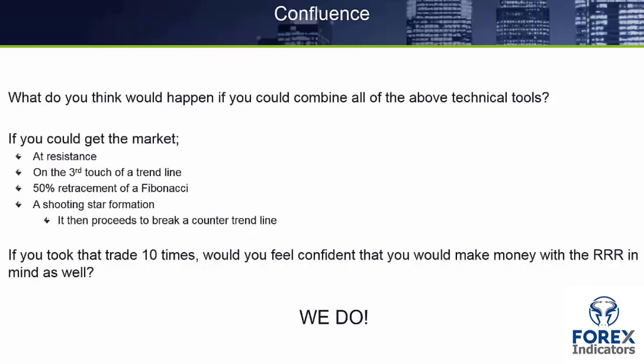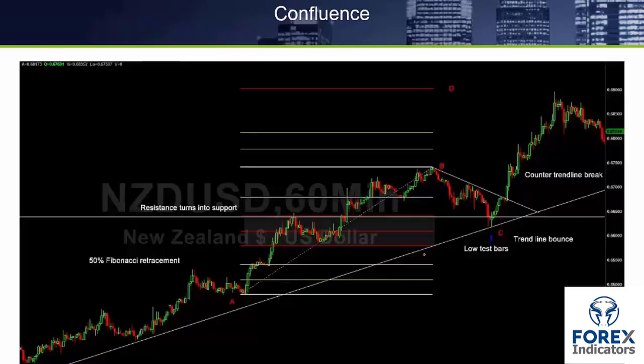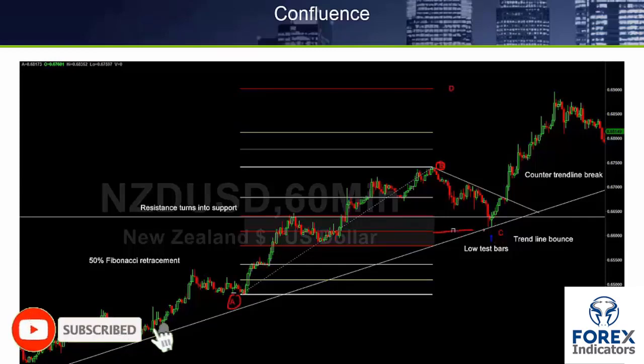Let's have a look at an example now. So here's an example of what we're talking about. Here's a Fibonacci indicator that's been drawn in for us. Here's our A. This bit up here is our B, and here is our C. It pulls back to the 50% Fibonacci retracement. Here's our 50%, the red zone. Here's our target.